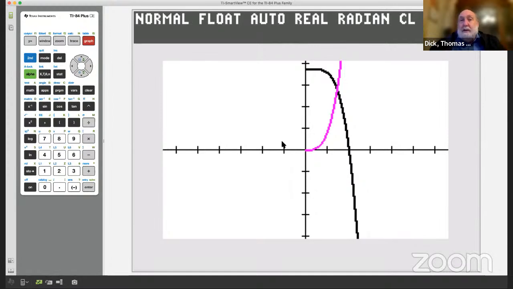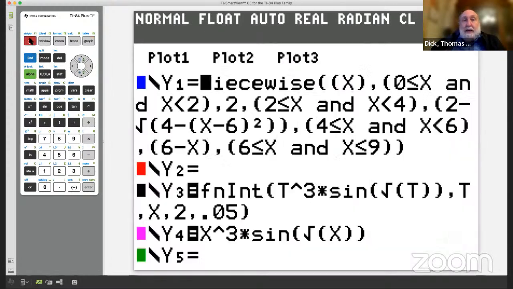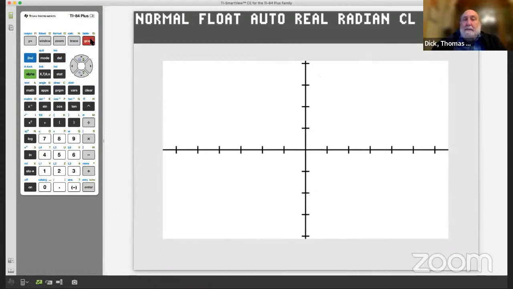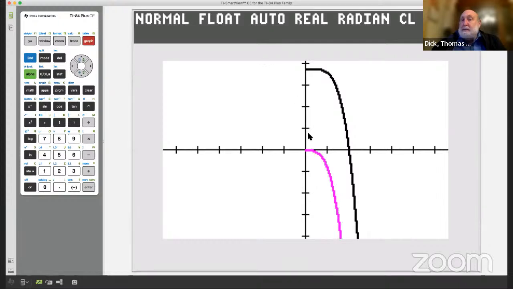I made a mistake. And in fact, if we go back to y equals, and we just edit, insert a negative sign for our y4, and then regraph, here comes our original definite integral function. And then we should see the derivative, which this time is the one that Steve came up with. There it is. And that looks a lot better.